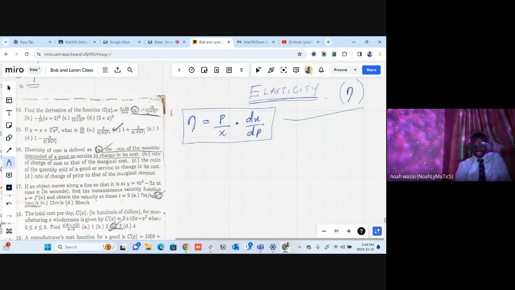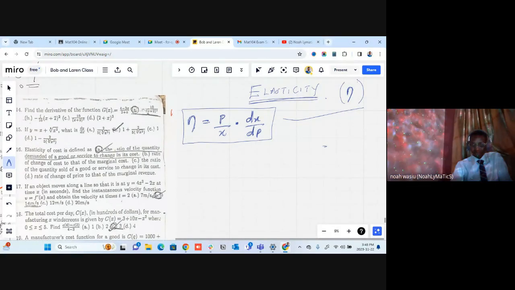When they ask you to find elasticity of cost, I'm very sure this definition is not in your manual, but please take note of it. It is what you can actually reason with at the end of the day. Elasticity of cost is the ratio of the quantity demanded of a good or service to change in its cost.